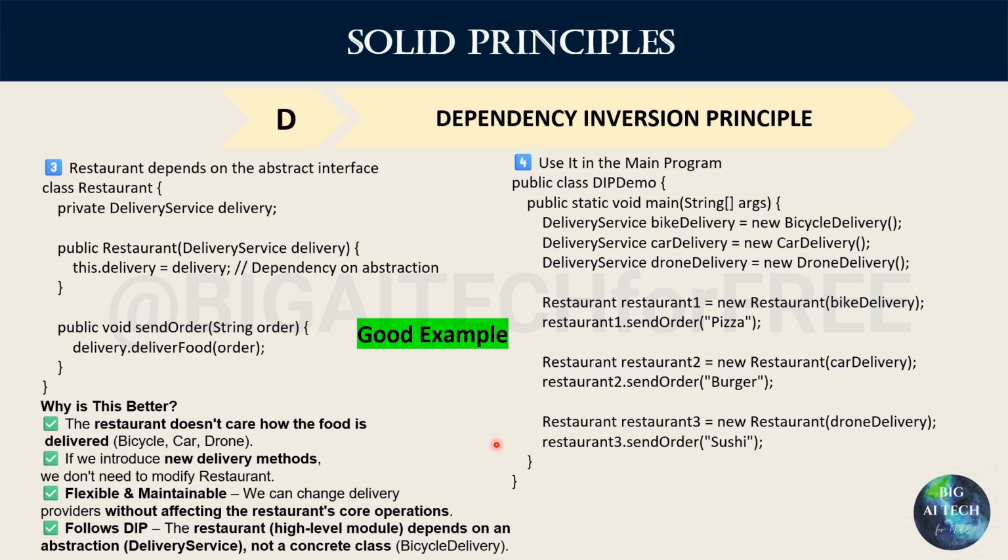It's flexible and maintainable, we can change delivery providers without affecting the restaurant's core operations. Following DIP, the restaurant, a high level module, depends on an abstraction, which is a delivery service, not a concrete class, which is a bicycle delivery, which we showed in the bad example previously, right? Hope you got what the dependency inversion principle is.